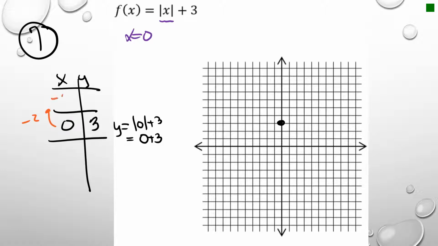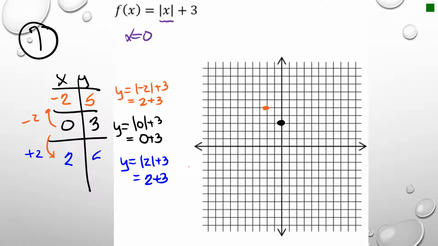To get to the next point, I'm going to subtract 2. So I'm going to put negative 2 in place of x. Absolute value of negative 2 is 2, and 2 plus 3 is 5. So I go to negative 2, 5. Then I'm going to get to the next point by adding 2. So I'm going to insert 2 in for x this time. Absolute value of 2 is 2, and 2 plus 3 is 5. So I go right 2, up 5, and there is my beautiful straight absolute value v.